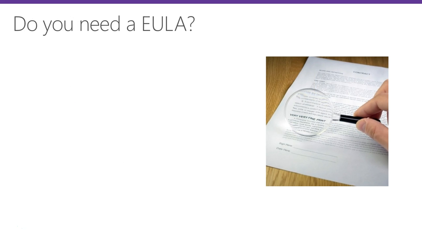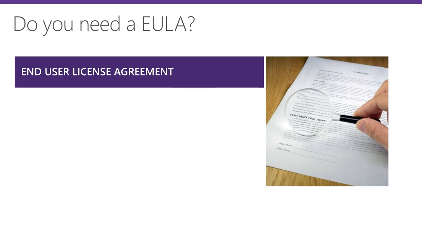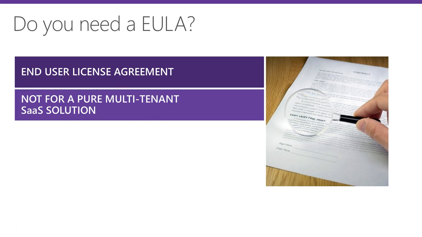So first question, do you need an end-user license agreement? With on-premise software, the end-user license agreement, or EULA, is necessary because you are transferring the right to use the product to your client. You're not handing over the product or the IP, simply the right to use it.